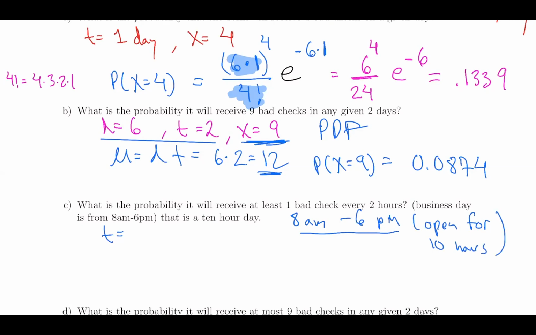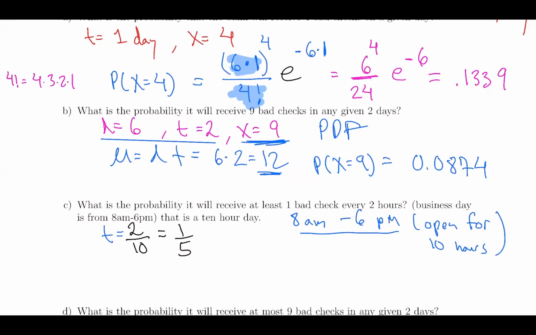If we want to find the time, we know we only want them to be open for 2 hours out of the 10. So what should I put for t? They're going to be open 2 hours out of the 10, so t will be equal to 1 out of 5. Any question where the 1/5 came from?